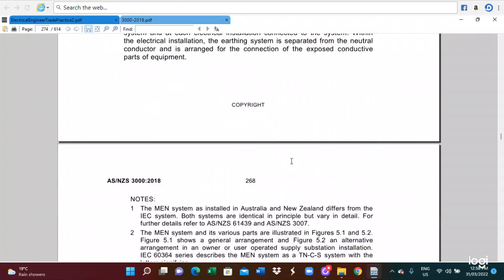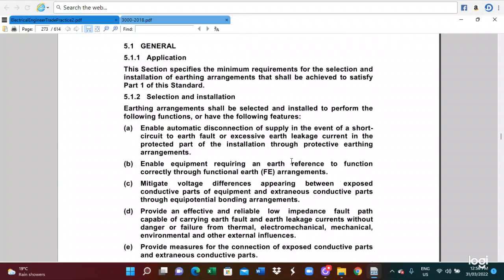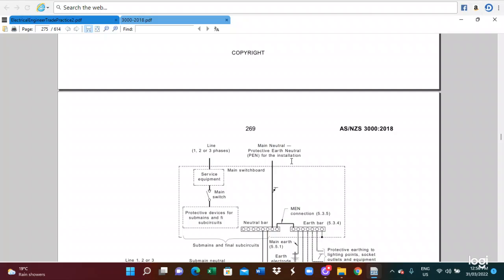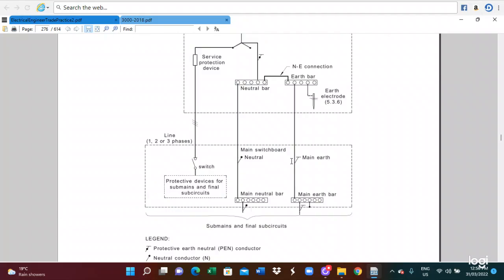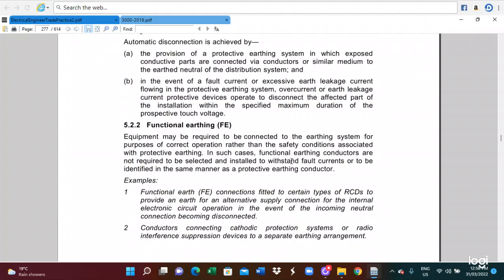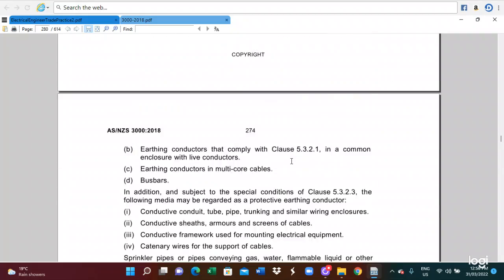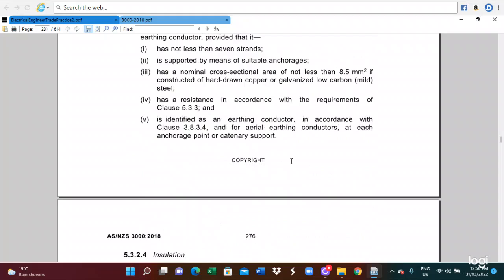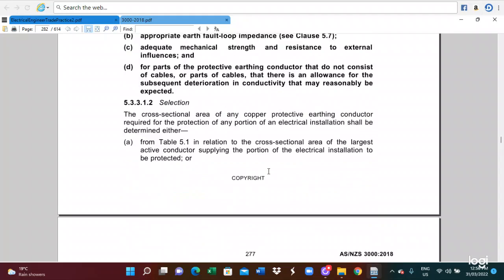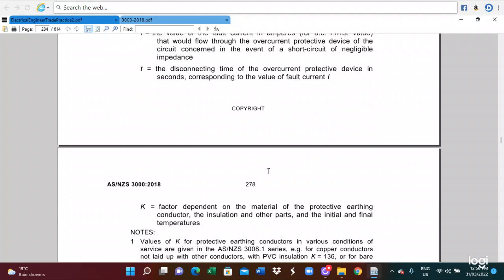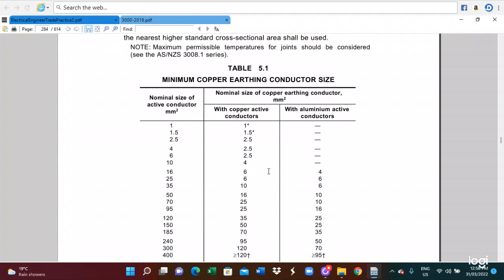Section 5 is especially for the earthing system. Depending on the earthing conductor size, we have to find out the appropriate earthing conductor size. This earthing conductor table is mentioned in Table 5.1. Looking at Section 4, Table 5.1, here is the minimum earthing conductor size.